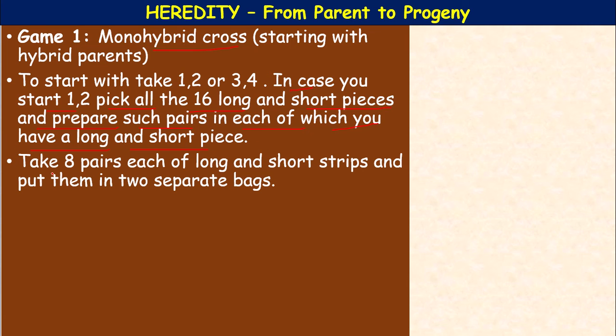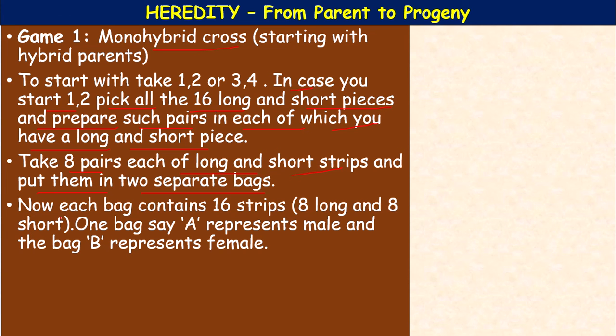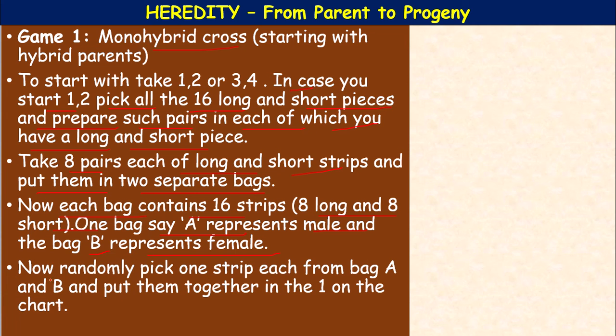Now, what you have to take? Take 8 pairs each of long and short strips and put them in 2 separate bags. Here 2 bags are there, no? A and B. So, now each bag contains how many strips? 16 strips, 8 long and 8 short strips. One bag, let us say A, represents male, and bag B represents the female.